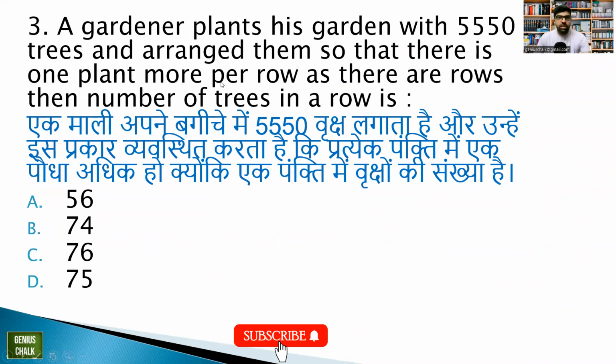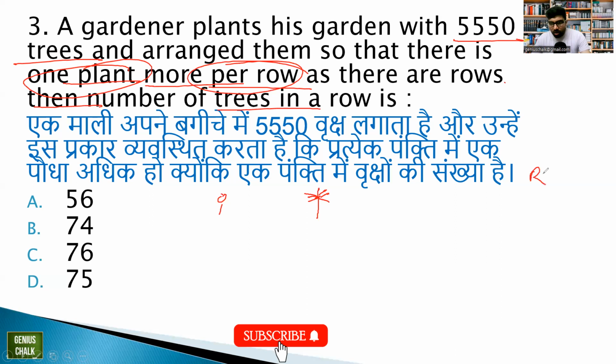Now, the next question says that a gardener plants his garden with 5550 trees and arranges them so that there is one plant more per row as there are rows. Then the number of trees in the... So this is like a full stop. A gardener plants his garden. So there is a gardener and he'll try to plant some flowers here, right? So what he's doing is there are some rows. There is one plant more per row as there are rows.